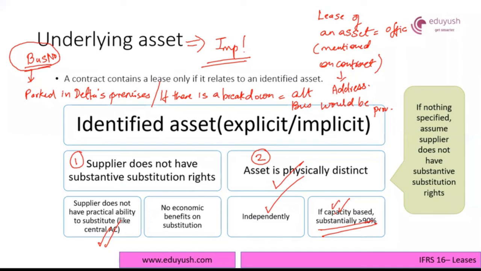So to call something physically distinct when it's capacity based, you should get at least 90% of that capacity. 90% of the output of that plant should come to your premises. Then you can say it's an underlying asset. Because an asset like a bus can be easily identified, but something like gas coming through a pipeline is really difficult. So the standard has clarified this.